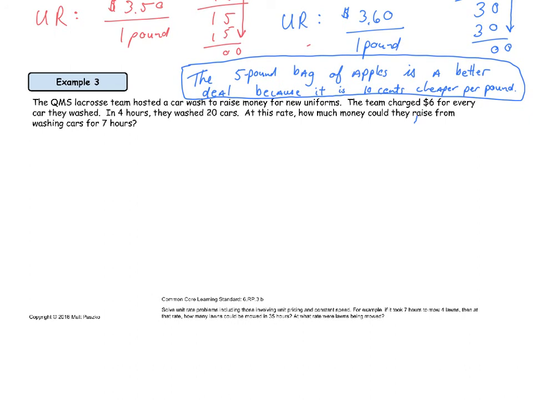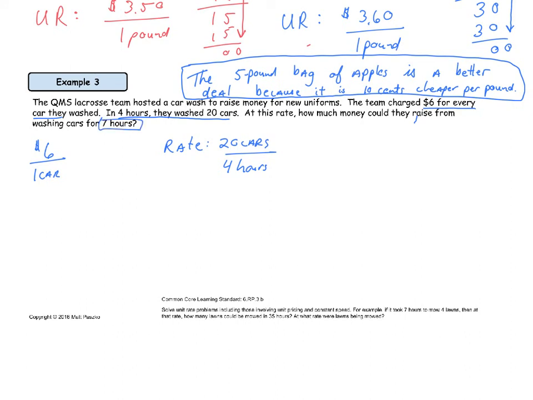So we can see that the team charges $6 for every car they washed. That is a unit rate. $6 for every 1 car. Let's continue. In 4 hours, they washed 20 cars. That's a rate. We know that the rate is 20 cars for every 4 hours. At this rate, that means the rate is consistent. How much money could they raise from washing cars for 7 hours?